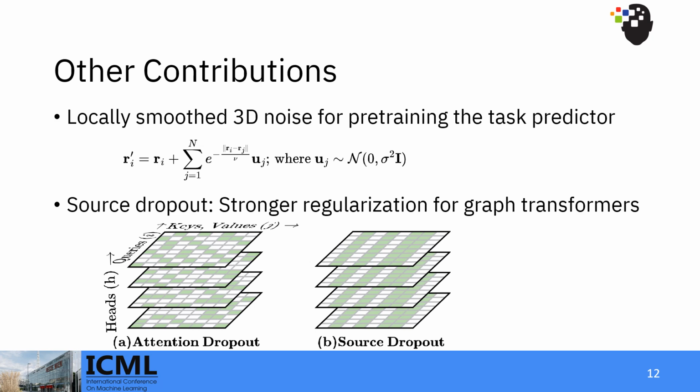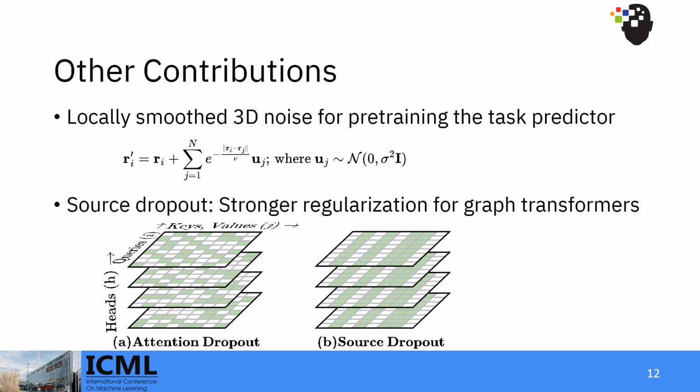Locally smoothed 3D noise better mimics real-world scenarios, where atoms that are close together tend to move together, while those that are far apart can move more independently. Our second contribution is a novel regularization technique for graph transformers called source dropout. This is a stronger form of regularization compared to traditional attention dropout, which is commonly used in transformer architectures.